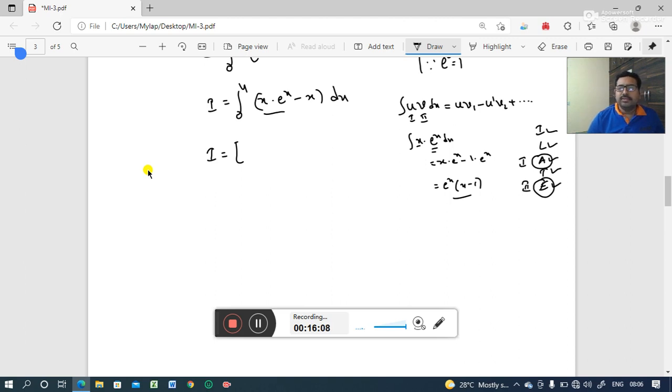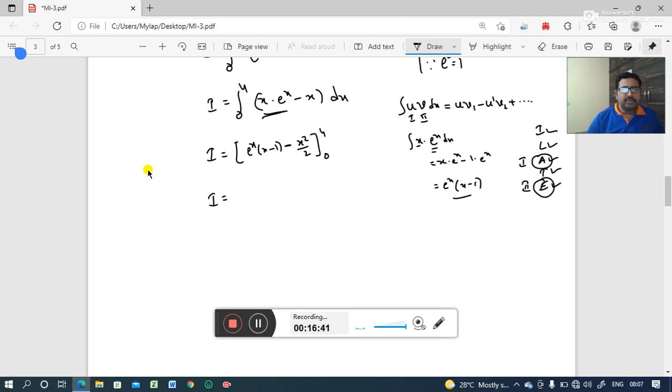So e power x into x minus 1 is the integration of x into e power x dx. Let us use this directly. Therefore the integration of x into e power x gives e power x into x minus 1, minus the integration of x with respect to x, which gives x square by 2, and the limits are from 0 to 4. Now let us apply the limits, which we are obviously going to use on x. The upper limit of x is 4 and the lower limit of x is 0.